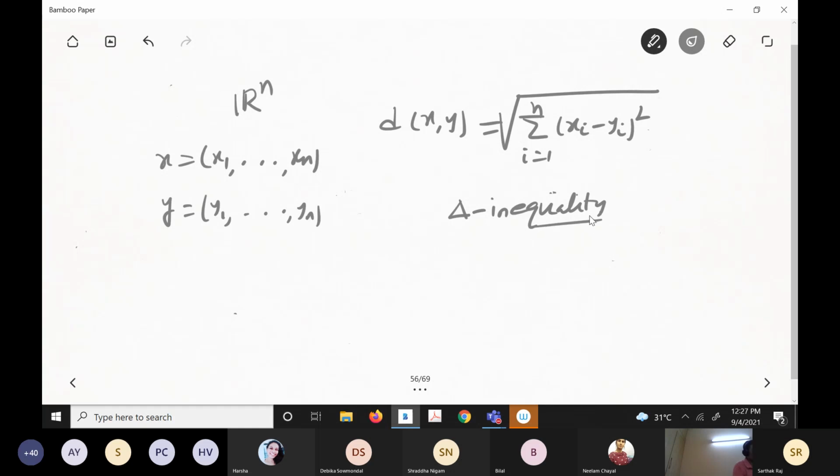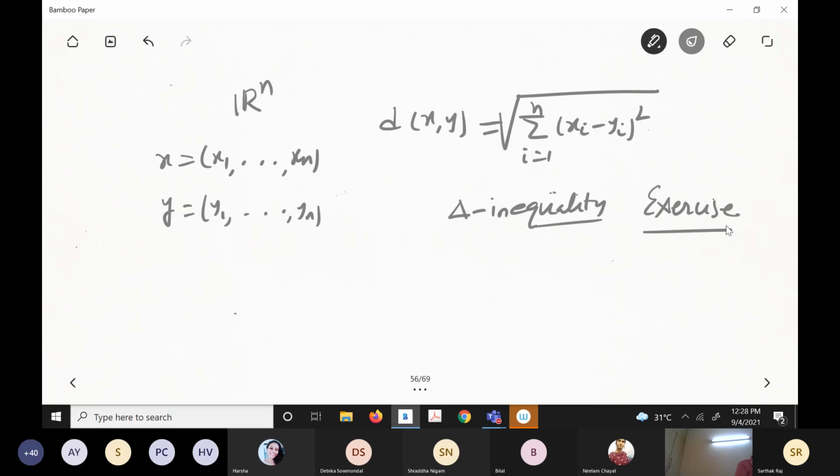Okay. So how to prove the triangle inequality here? I am leaving it as an exercise. Look at that, triangle inequality. How to prove it? This I am giving you as an exercise. Right. Before that, let me comment on two more things.